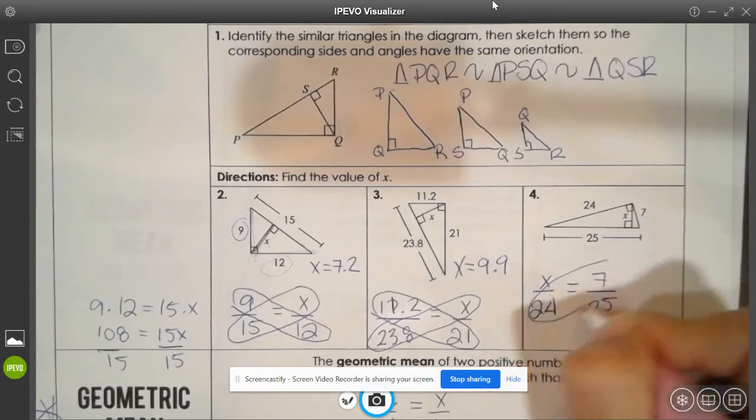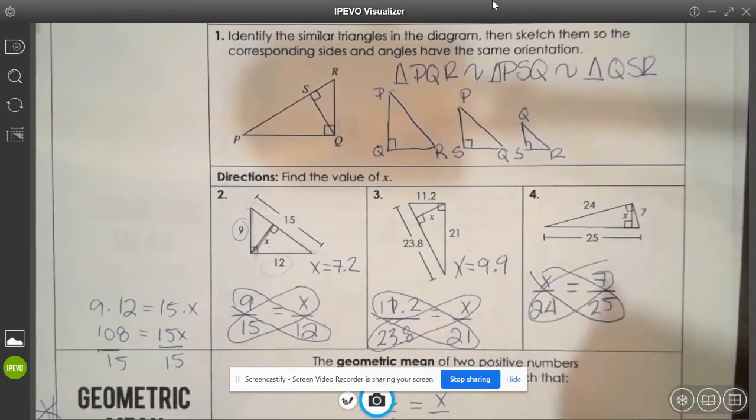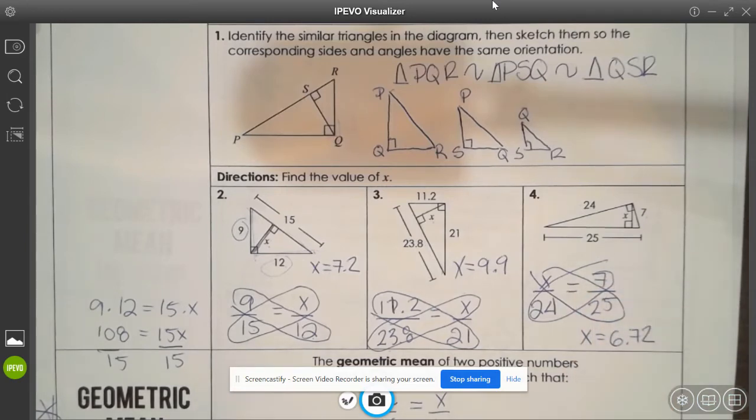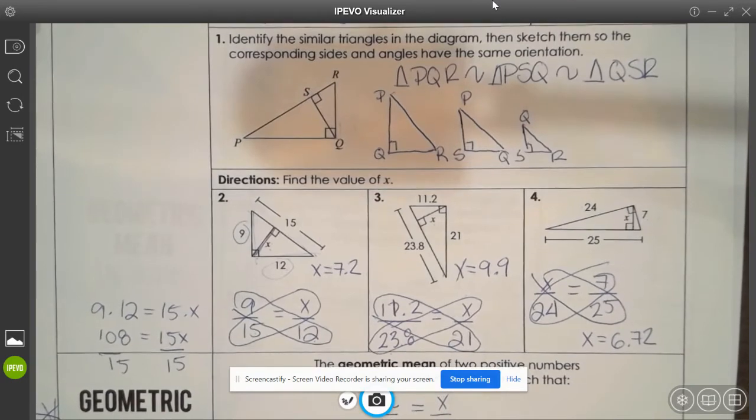And then I'm going to multiply these numbers and divide by the one with the x. So I have 24 times 7 equals 168 divided by 25. And I get x equals 6.72. I can just write 6.7. And that's it right here. All right.